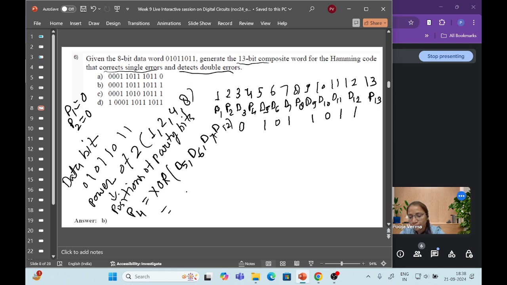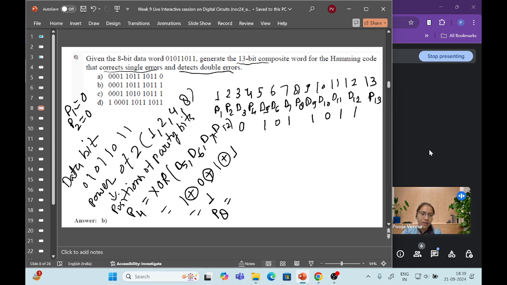So D5 is 1, then D6 is 0, D7 is 1, and D12 is 1. So here odd number of ones, so directly we can write it 1. Otherwise you can XOR it. 1 XOR 0 is 1, 1 XOR 1 is 0, then 0 XOR 1 is 1. So P4 will come as 1. Now next one is P8.